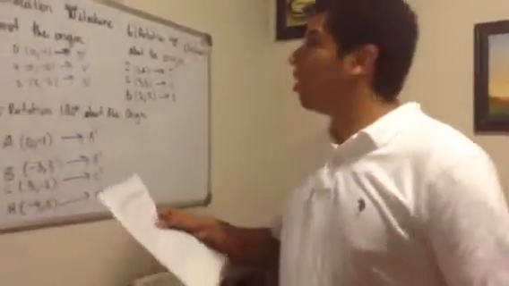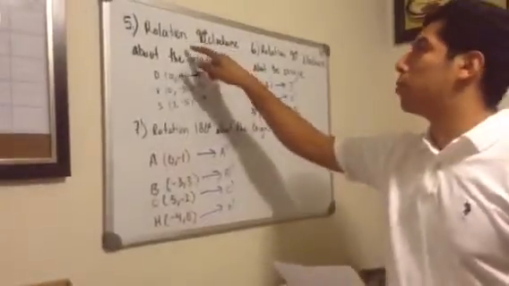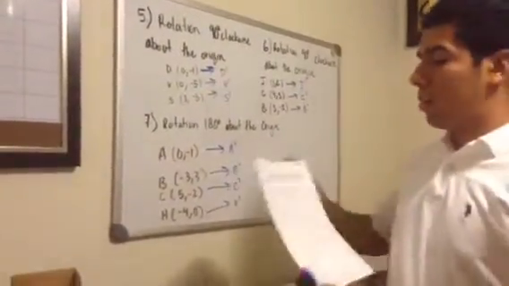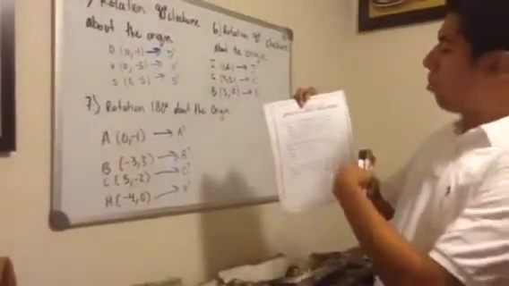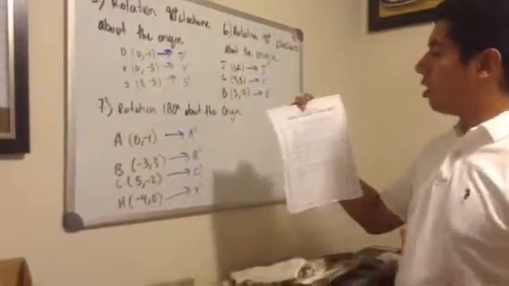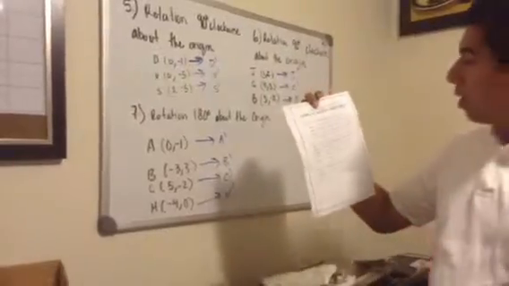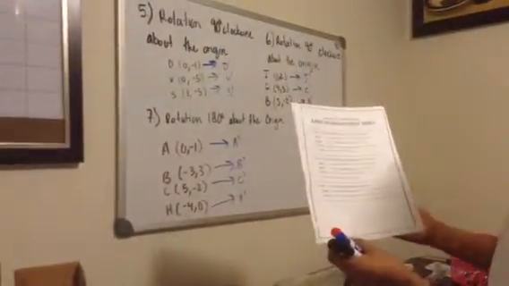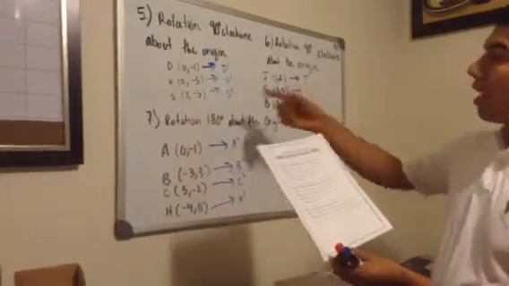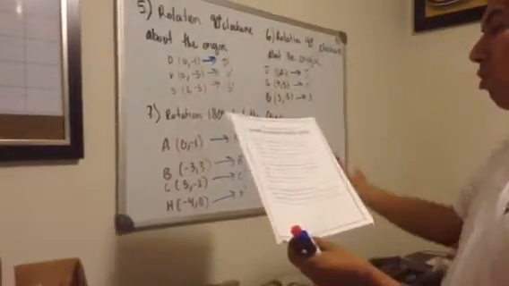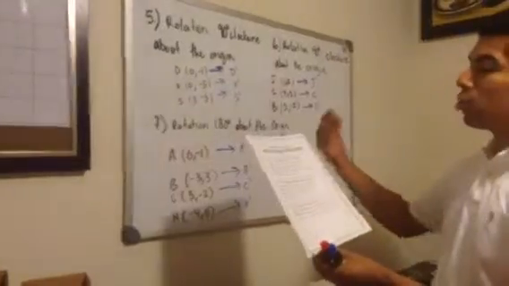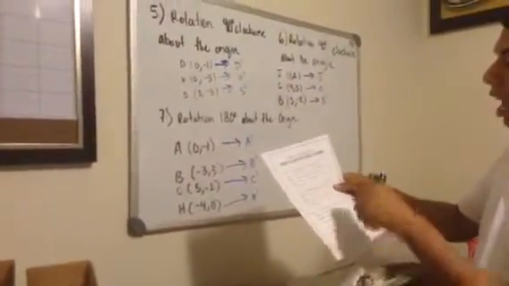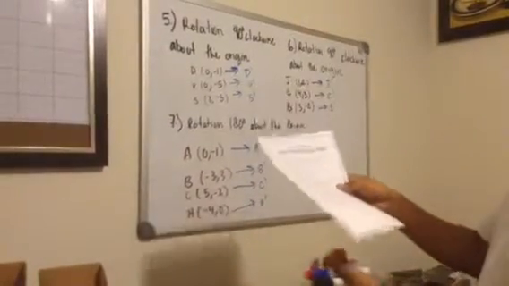Alright, everyone. So right here, if I look at number 5, rotation 90 clockwise about the origin. If I look at my cheat sheet over here, I'm going to be able to know what I actually have to do. So for 90 degrees clockwise or 270 degrees counterclockwise, the only thing I really have to change is the x. So if an x is positive, I can switch it to negative. If it is negative, I switch it to positive. And then after I change the signs, I will flip the x and the y.